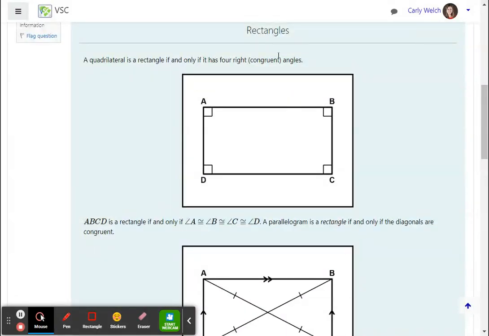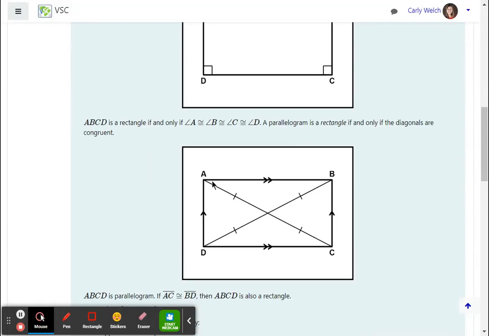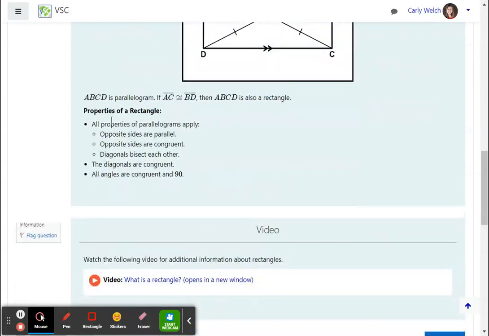So rectangles, same properties as a parallelogram, but it also has 4 right angles. So we've got 4 right angles, and then our diagonals are congruent. Okay, so we've got these same properties plus diagonals are congruent and all angles are congruent at 90.